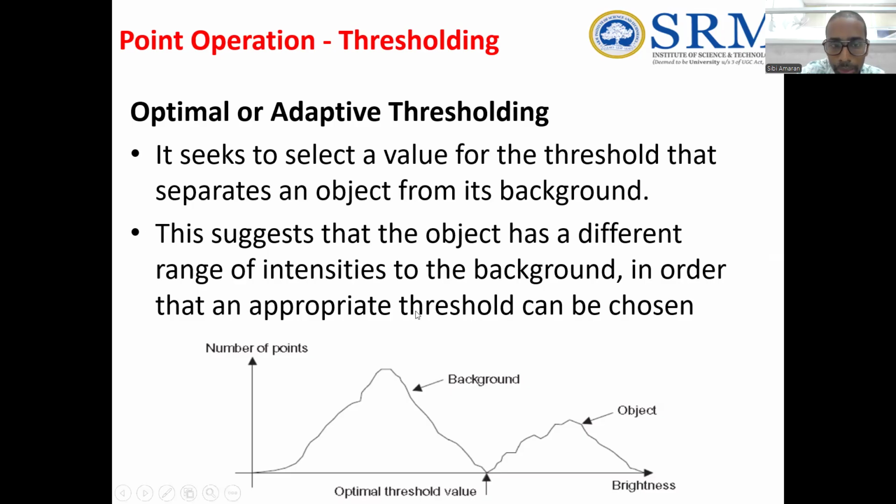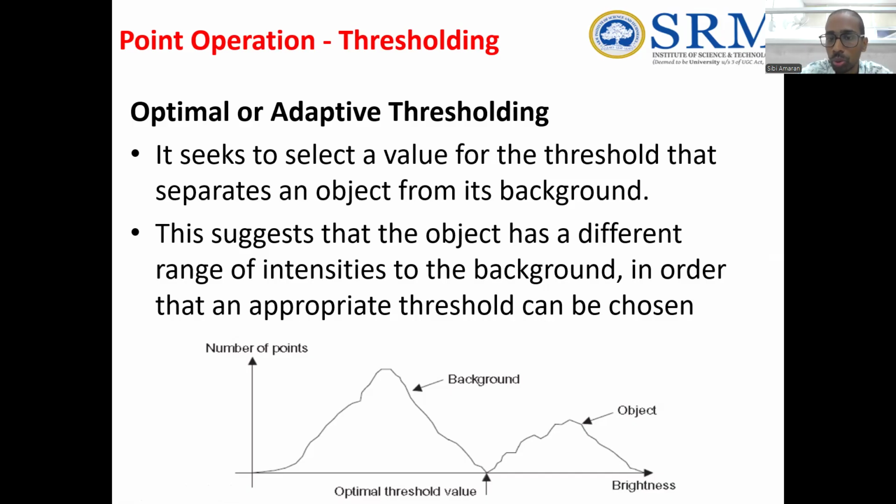So you can look at the image that was given here, at the things given in an image: the number of the points, background, and object. If you take a binary image, what is the value? Zeros and ones. We have to apply the value in the object or the background. That is thresholding. I explained this in the previous session. So this suggests that the object has a different range of intensity to the background, so that an appropriate threshold can be chosen.